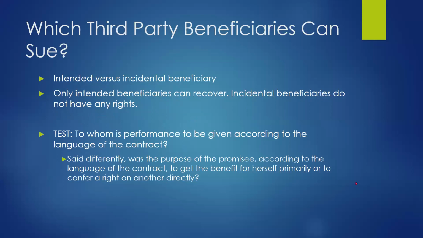Which third party beneficiaries can sue? Intended versus incidental beneficiary. Only intended beneficiaries can recover. Incidental beneficiaries do not have any rights. Test. To whom is performance to be given according to the language of the contract? Said differently, was the purpose of the promisee, according to the language of the contract, to get the benefit for herself primarily or confer a right to another directly?